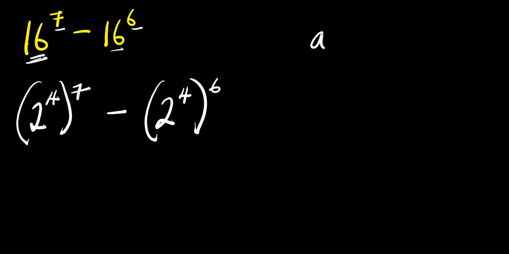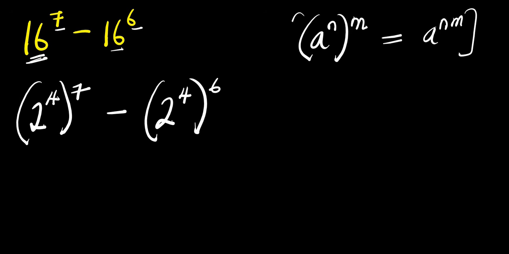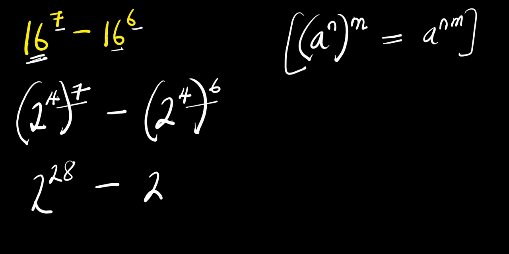Now, if you have a to the power of n raised to the power of m, this equals a to the power of n times m. So, by multiplying this, I'm going to have 2 to the power of 28, 4 times 7 is 28, minus 2 to the power of 4 times 6 is 24.